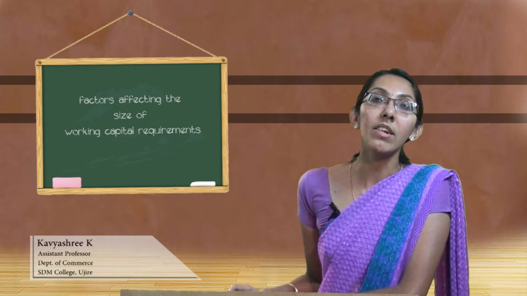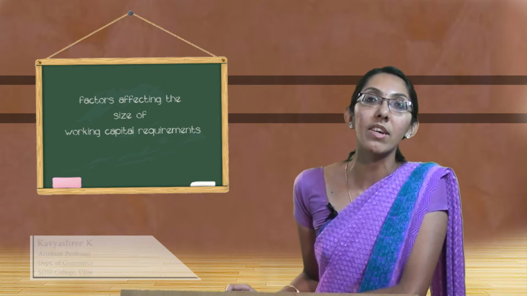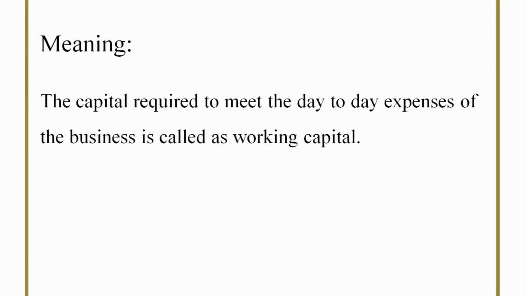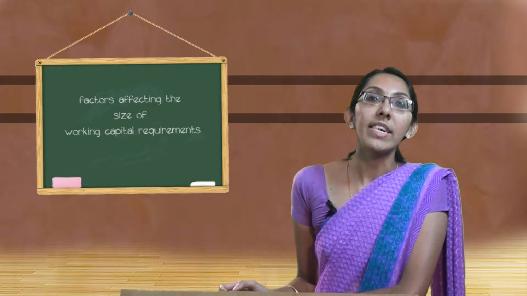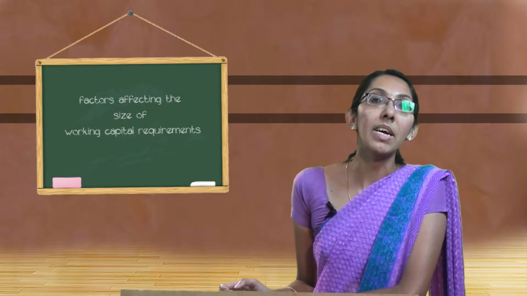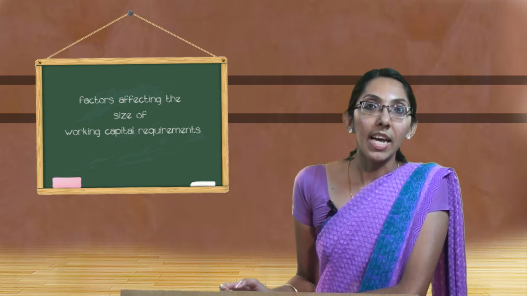Working capital is nothing but the capital which is required to meet the day-to-day expenses of the firm. For example, the purchase of raw materials or payment of wages or salary or any such expenses which recur in a business. The cash required to meet all these expenses is called working capital. Now let us see what the factors are which will determine the size of the working capital of the firm.